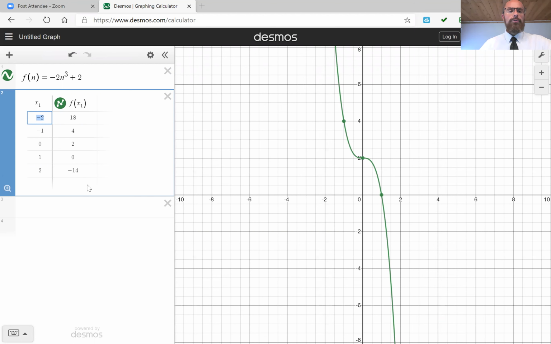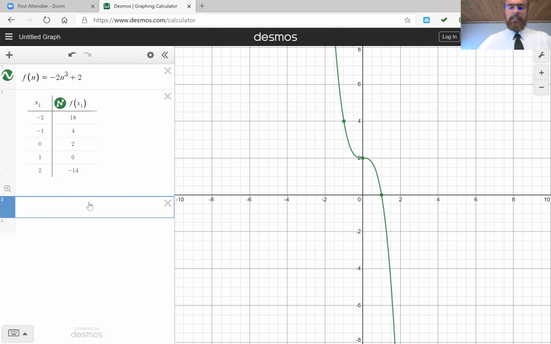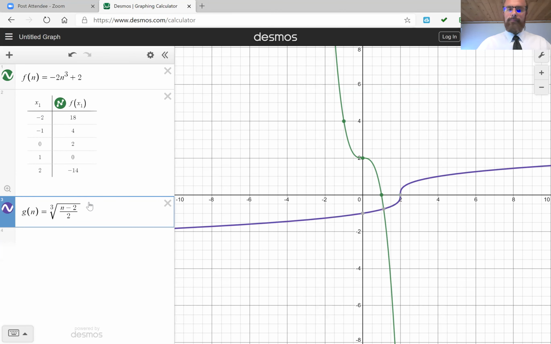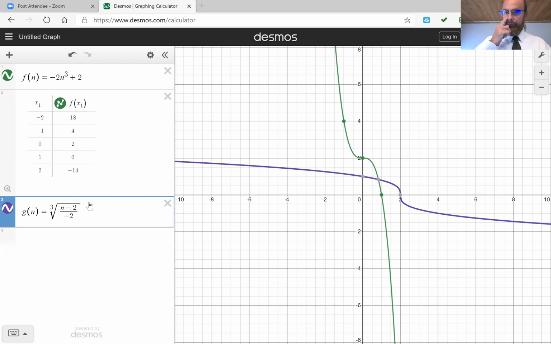I'll record those, and then I'm going to type in the inverse. Now for Desmos, I want to make sure just to call this a different function. So I'm going to call it g of n. Otherwise, it's the same as we wrote for the inverse. It's the cube root of the fraction n minus 2 divided by 2. And make sure that that denominator is negative 2. So that gives the inverse graph.